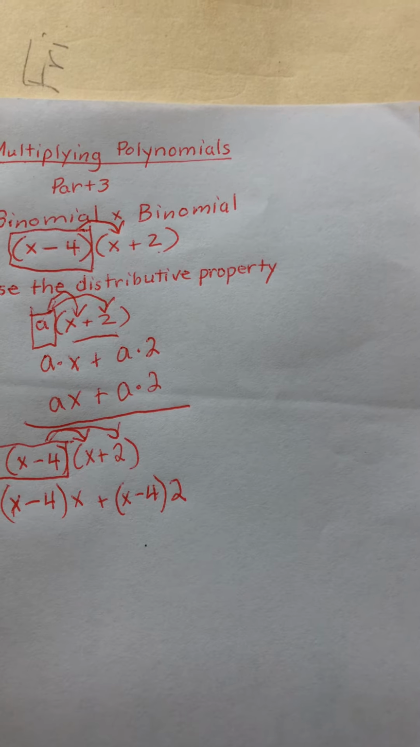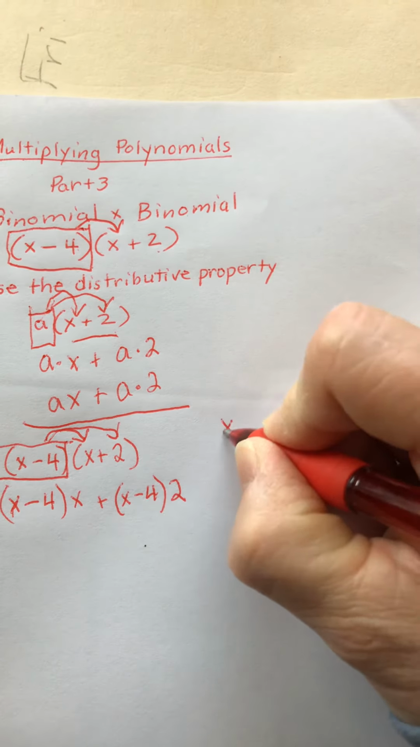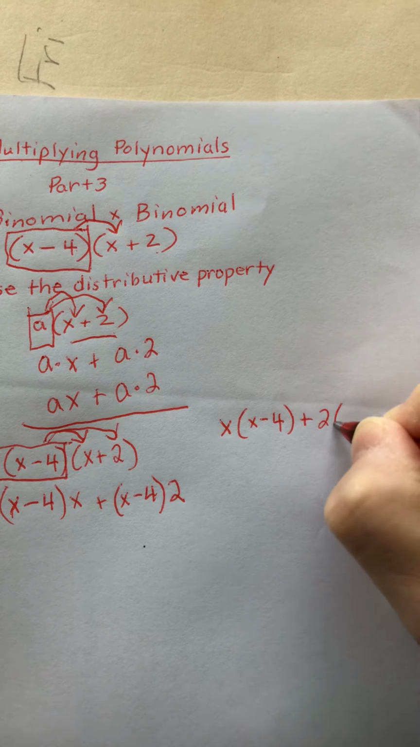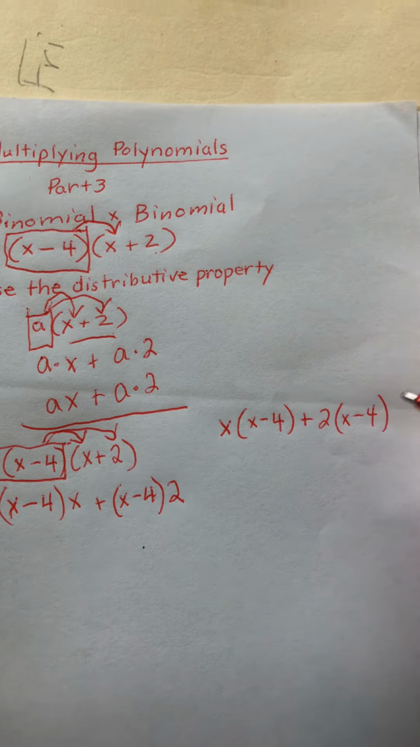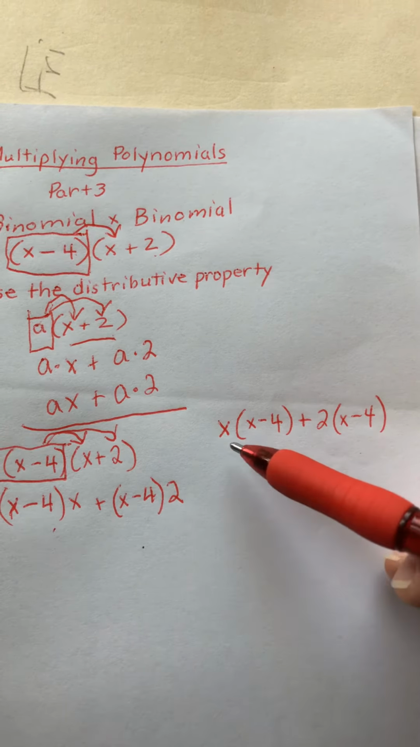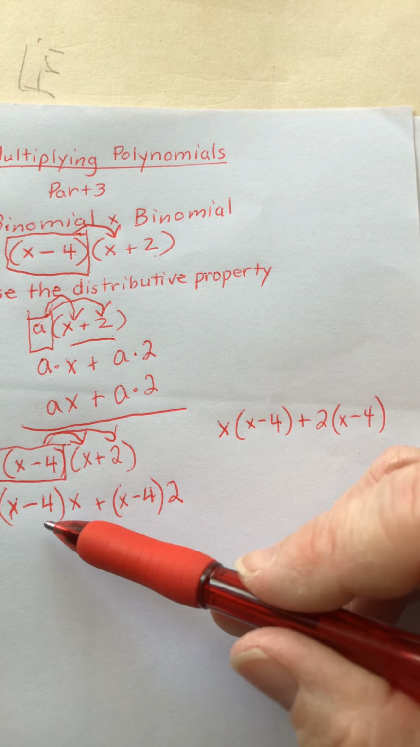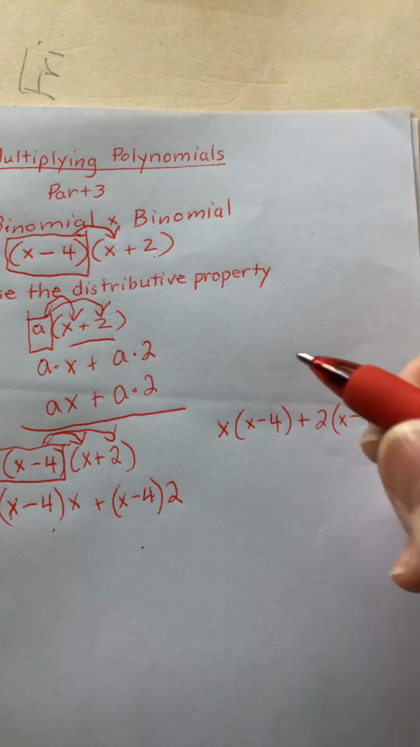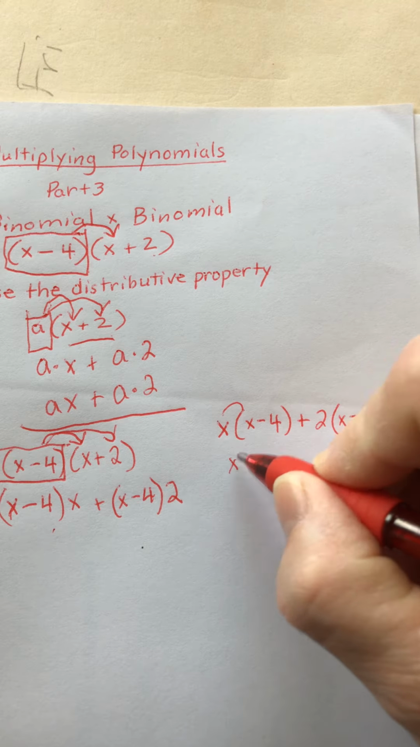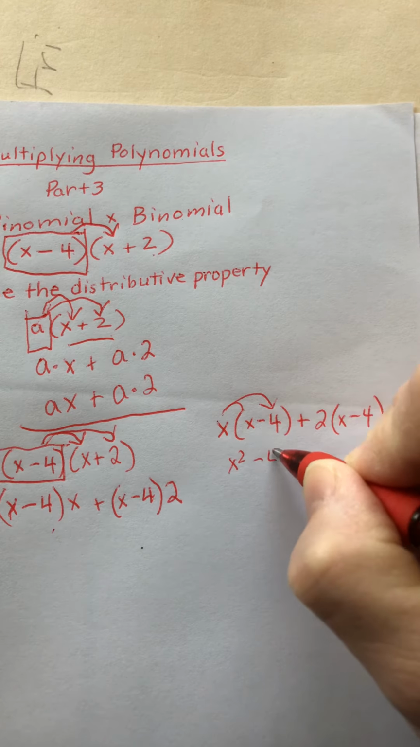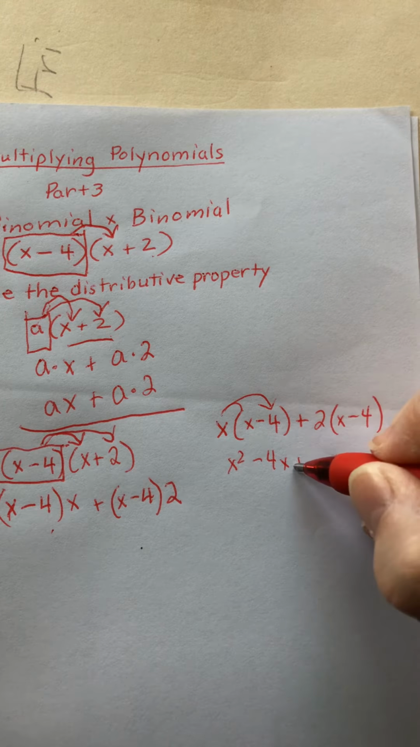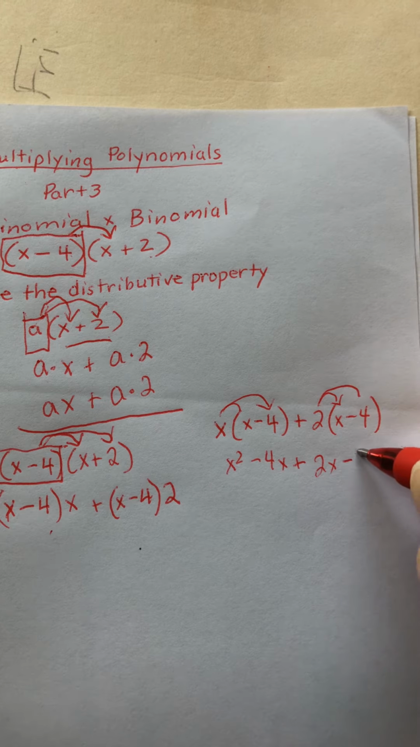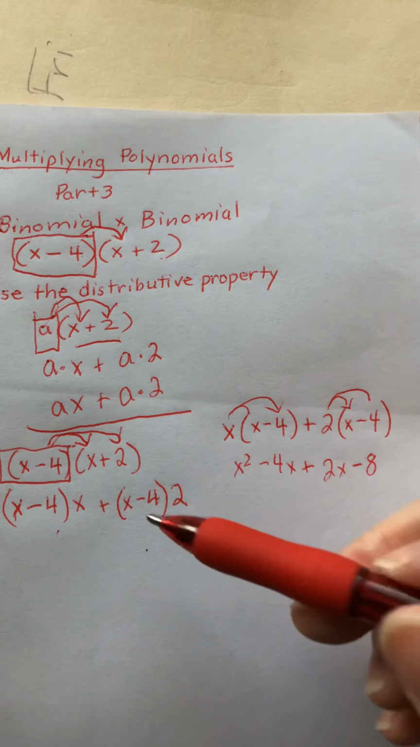Now, you're used to seeing things like this. X times x minus 4 plus 2 times x minus 4. That's the same thing as what I have written here. I just put, instead of putting x minus 4 first, on this one I put x minus 4 second. I put the x first. So I've just changed the order, and you would know how to do that. You'd get x squared minus 4x plus 2x minus 8.